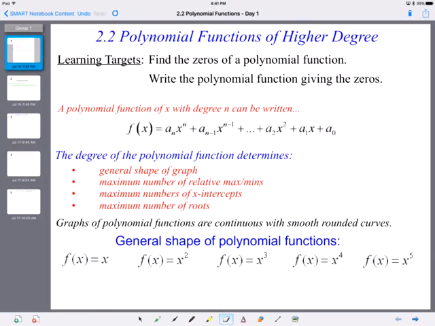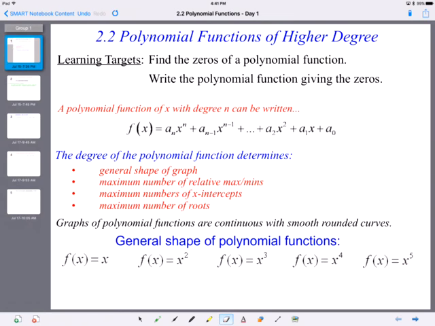Welcome to section 2.2, polynomial functions of higher degree. Yesterday we solved quadratics and some other polynomial functions, but mostly quadratics, and now we're going to take that idea and expand it into polynomials, degree 3, 4, possibly 5.